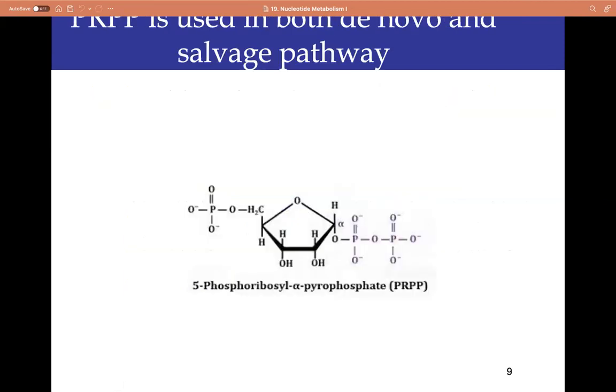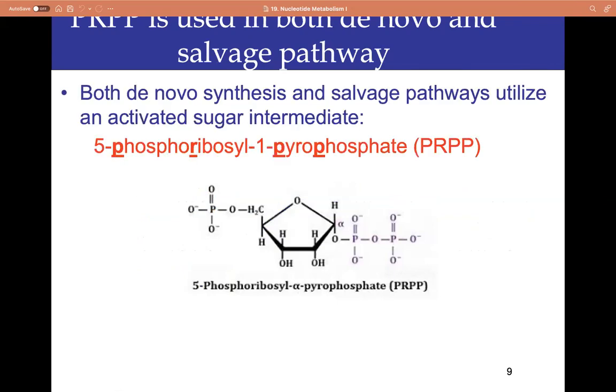Okay, now what is PRPP? PRPP is a product that is used in both de novo and salvage pathways. And it's used, by the way, for both purine metabolism and pyrimidine metabolism. Both the de novo synthesis and salvage pathways utilize this sugar intermediate. Now, what is it exactly? Here is the structure of phosphoribosyl alpha pyrophosphate, or PRPP. Notice how it has 2 phosphate groups. This becomes important later because sometimes these phosphate groups are going to be replaced with other things in the process of producing nucleotides.